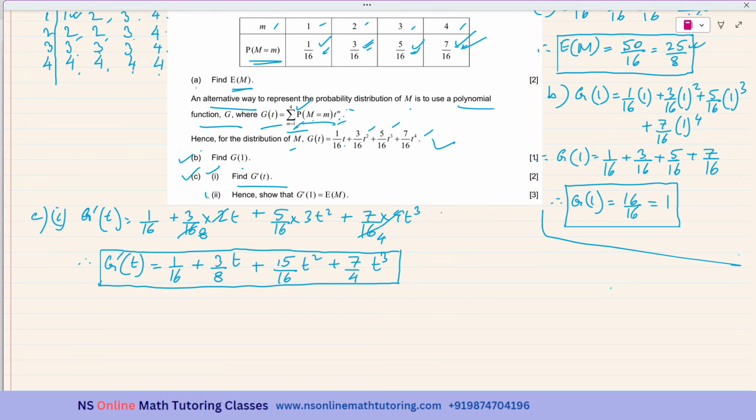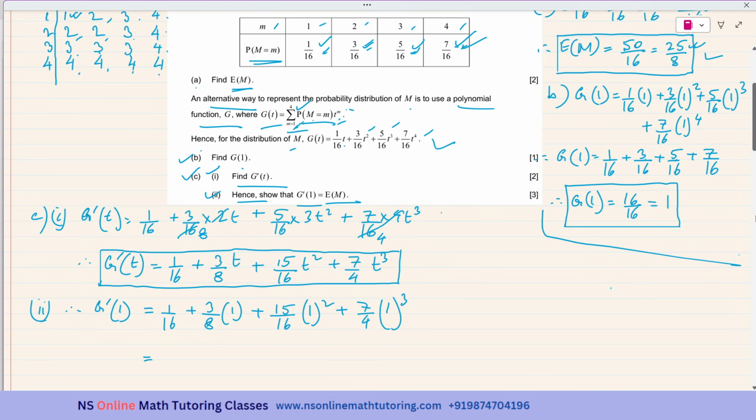Okay. Hence show that g prime of 1 equals the expected value of m. We have found the expected value of m as 25 over 8. Now let us find the value of g prime of 1. This is the subpart i answer. g prime of 1 is equal to 1 over 16 plus 3 over 8 times 1 plus 15 over 16 times 1 square plus 7 over 4 times 1 cube.